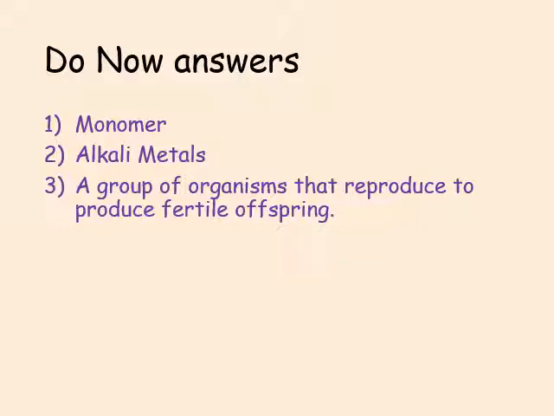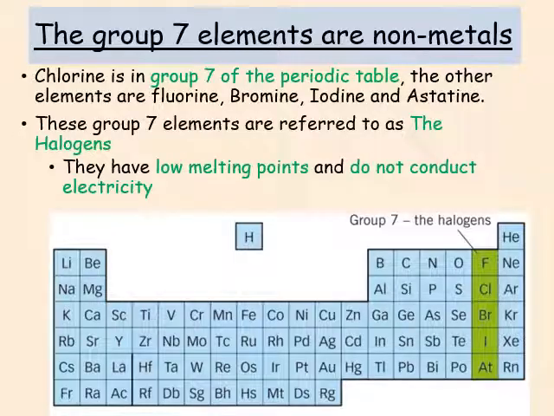Okay, so here are the answers. Now, the group 7 elements are non-metals. So they are here in the periodic table and they are not metals. They are referred to as the halogens. They have low melting points, which means the temperature is very low before it's able to be in liquid form.